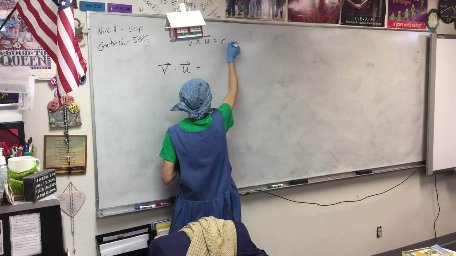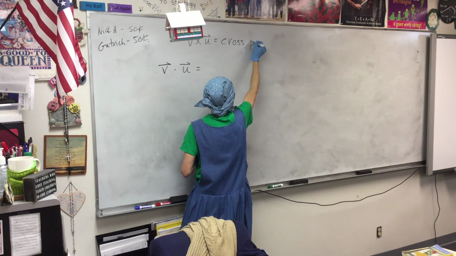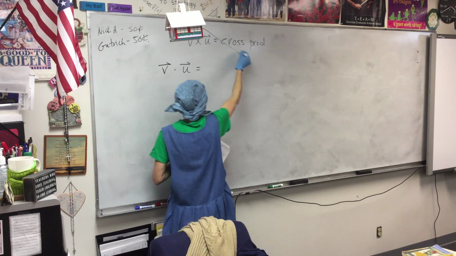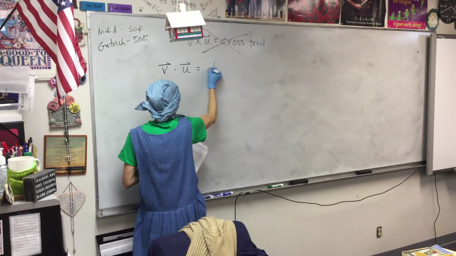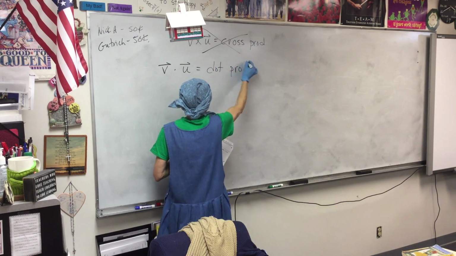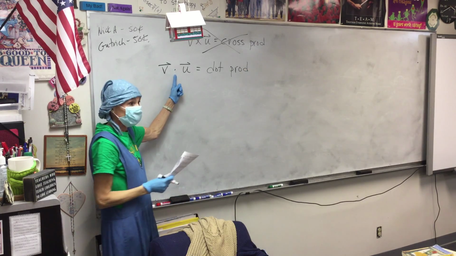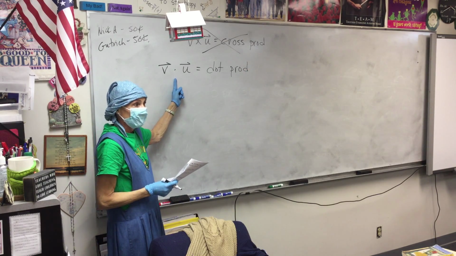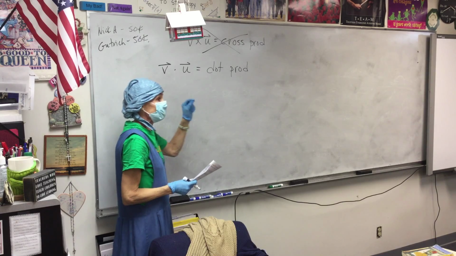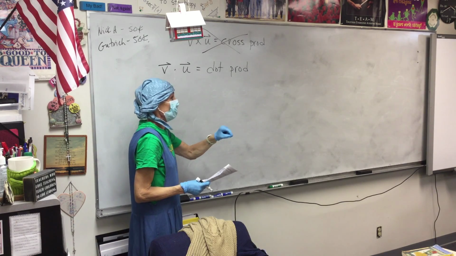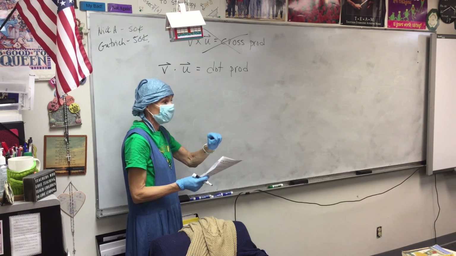This is called the cross product. We are not doing that today. We are doing what's called the dot product. You see why it's called the dot product? Yeah. And when I read this, I say V dot U. All right, so I'm going to find V dot U.